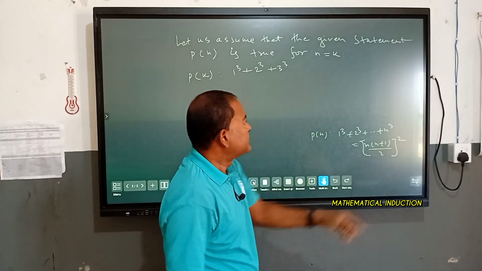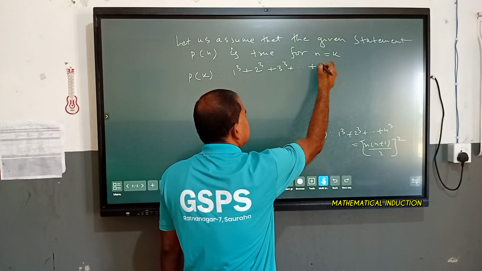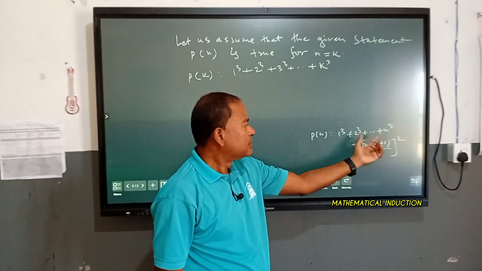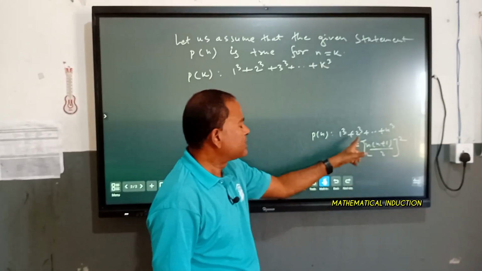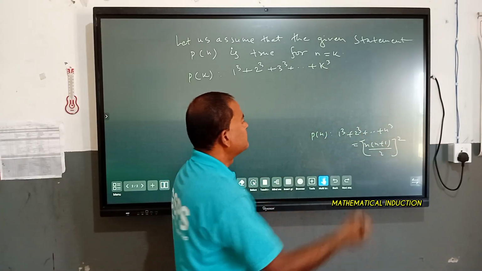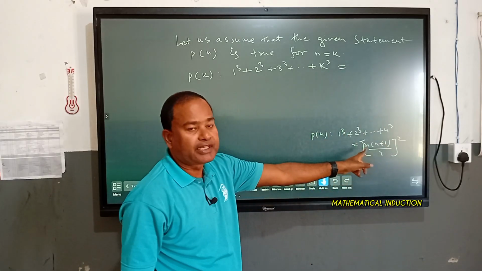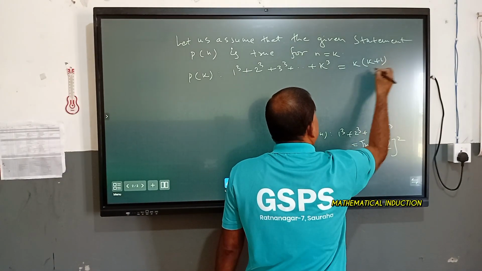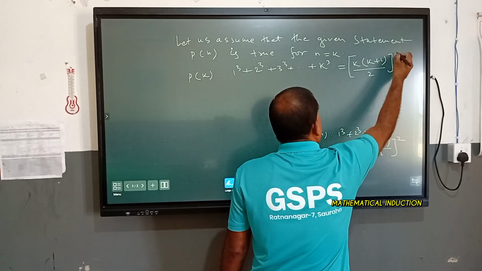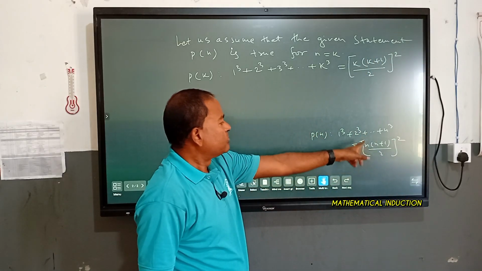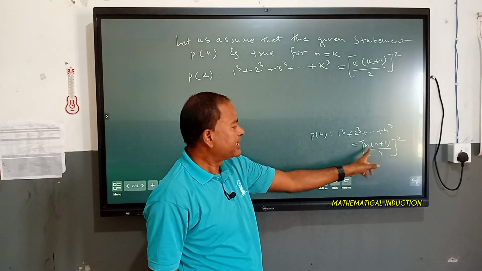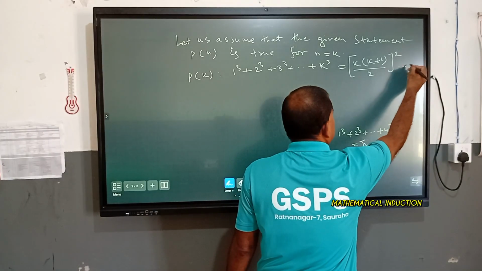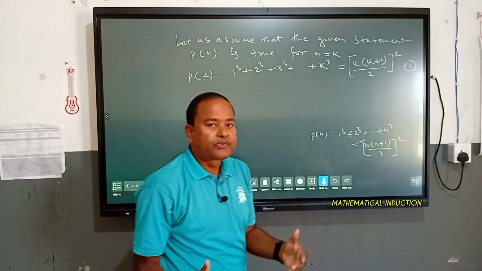That means the given statement is 1 cube plus 2 cube plus 3 cube plus up to k cube. We have put the value n equals k on both sides, on the left hand side and on the right hand side. So on the left hand side we get k cube, equal to, again putting n equals k on the right hand side, k times k plus 1 divided by 2 whole square. And we suppose this equation as 1.